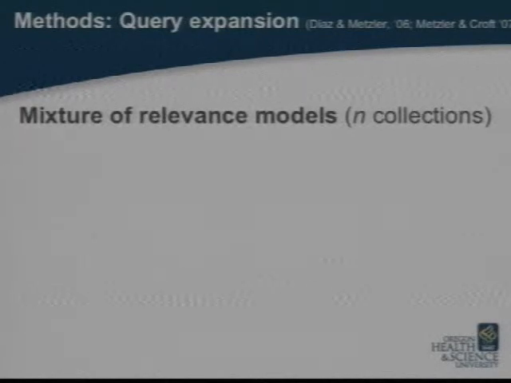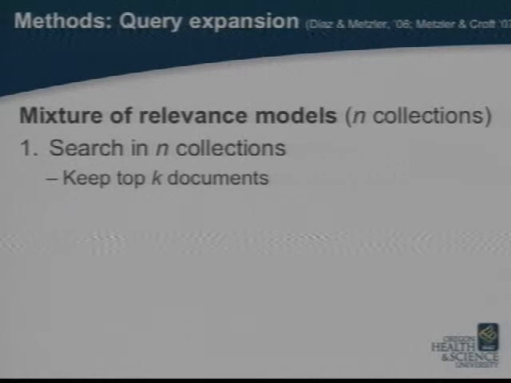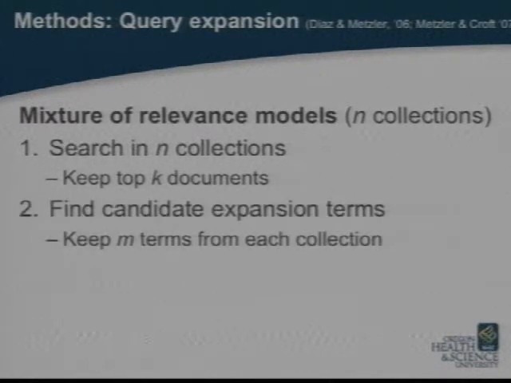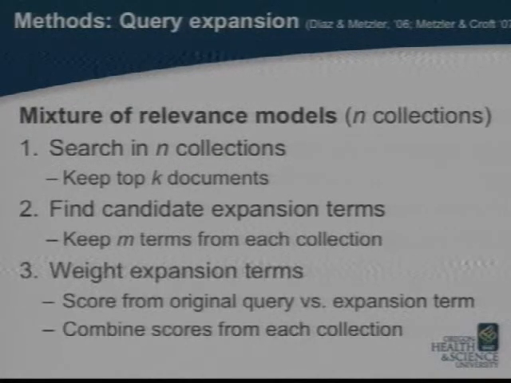Maybe from those corpora we can find relevant terms, find things that are related to the query that I submitted, the asthma patients that I was interested in, or the vascular claudication patients that I was interested in. So the first thing you do is you search from each of those n collections, and in each of those n collections you keep the top documents. And within that set of top documents, you look at what are the best terms in these top documents, and you keep m of those terms from each of those collections, and then you weight the expansion terms.